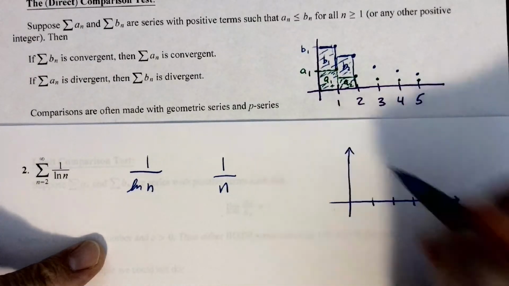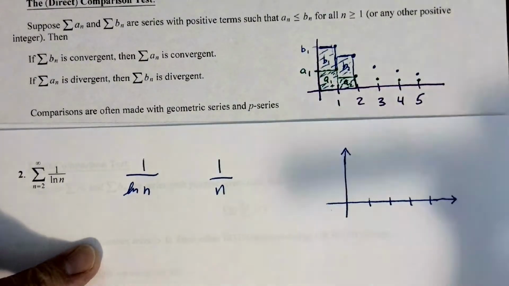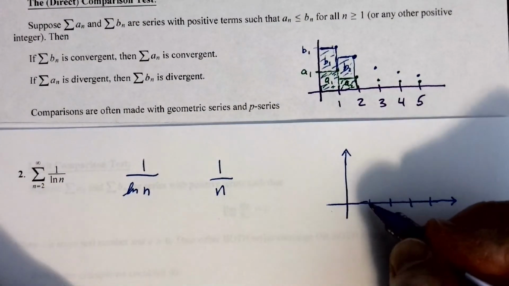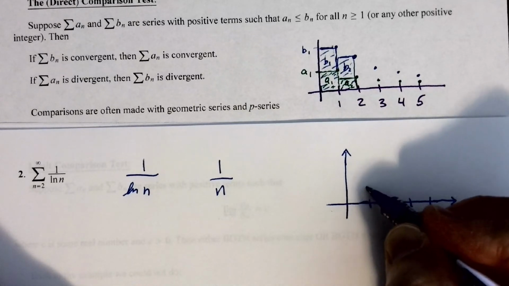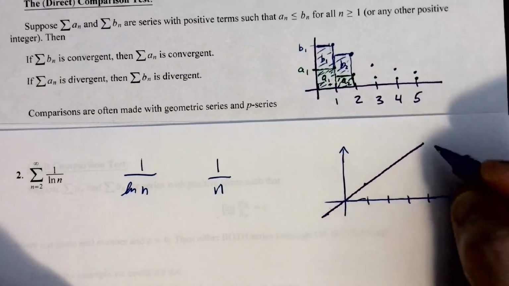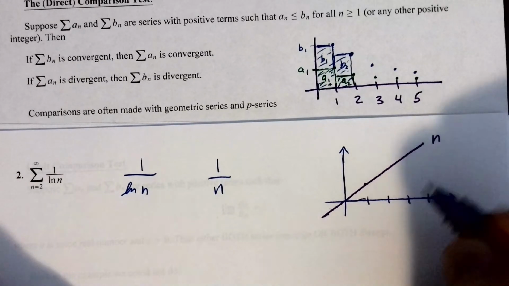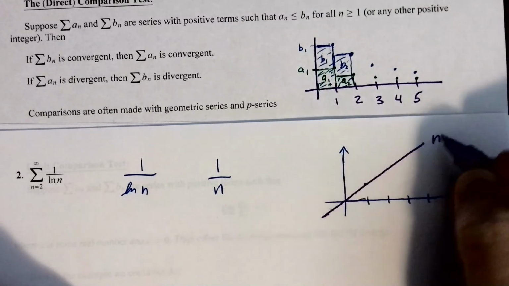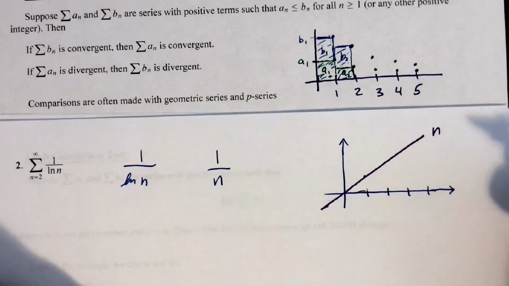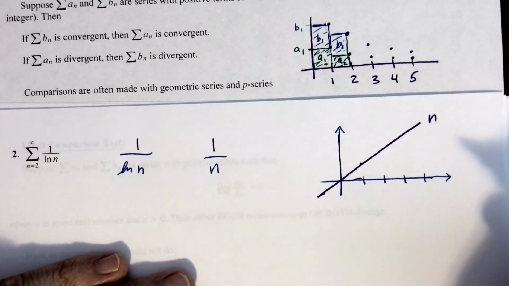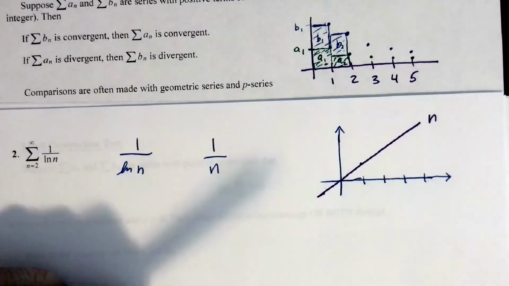For the function n, if you will, plug in 1, output 1. So the function n will just look like this, right? So 1, 1, 2, 2, 3, 3, 4, 4. It's just the line y equal n, or y equal x, if you want to think about it in terms of a function. And what about the natural log function?